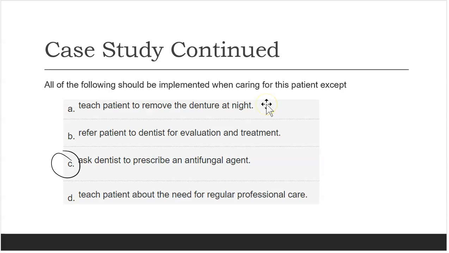We should tell the client to remove their denture at night. We should get the dentist to have a look at the hyperplastic tissue. We should teach the patient about coming regularly for professional care, because he isn't. But we don't need an antifungal agent because we didn't see any sign of thrush. We didn't see any sign of candidiasis.